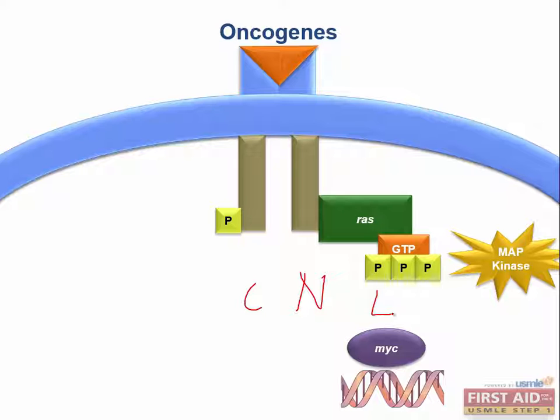So specifically, what if there's overactivation of c-MYC? What type of cancer is that? Burkitt's lymphoma. What about the N? N stands for neuroblastoma. The L? Lung cancer. So that makes sense, except that the C stands for Burkitt's.